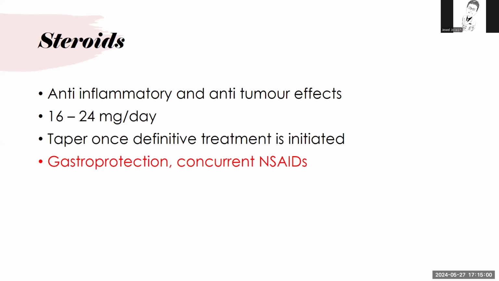Avoid concurrent NSAIDs. The important thing about steroids is, as we give them for a longer time, their effects tend to deteriorate. So you should give it in pulses, for a short period of time, like 5 to 7 days, and then try to taper it as quickly as possible, because the longer you give it, the less effective it is. And the side effects start increasing after a particular period of time. So always provide gastroprotection with steroids and avoid concurrent NSAIDs. Next slide, please.